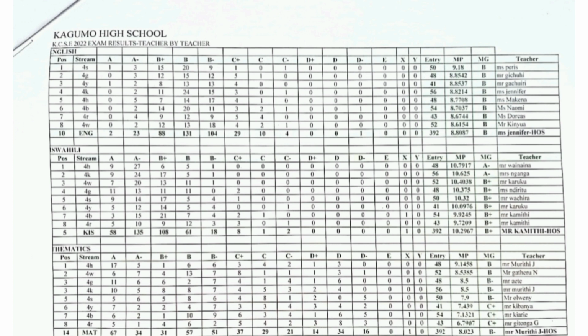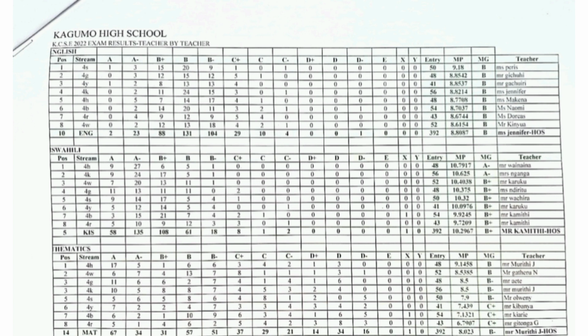Here, first of all, we have English. So all the students sat for these exams. You can see we had a total of 382 students that sat for that. In English, we only had 2 A's, 23 A minus, 88 B plus, 131 B's, 104 B minus, 29 C plus, 10 C's, 4 C minus, and then there was 1 D minus right there. So overall they had a mean grade of 8.8087.